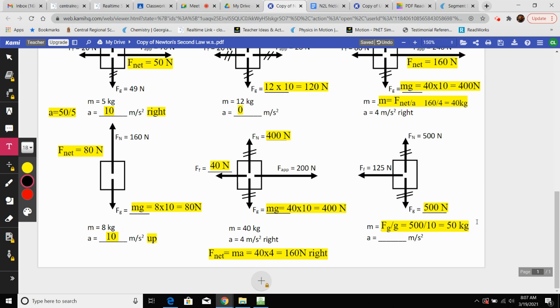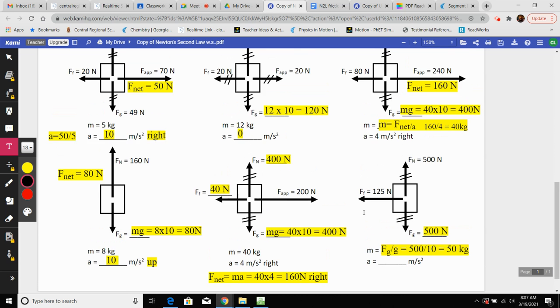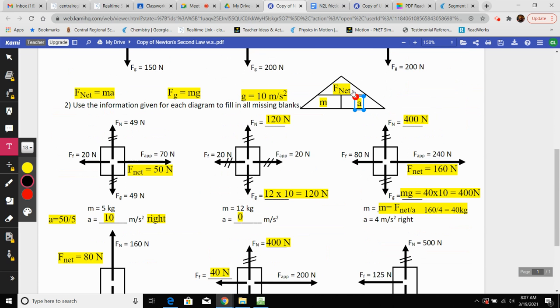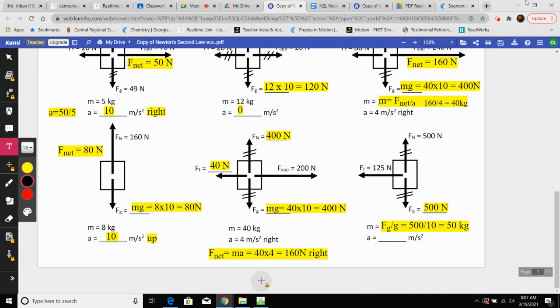Now what? Is there any other force going on here except for friction? Do you see any other vectors to the left or to the right? I don't. So the up and down are balanced. So if there's only one other force, guess what? That's your net force. And so they want acceleration. Acceleration is F net divided by m.